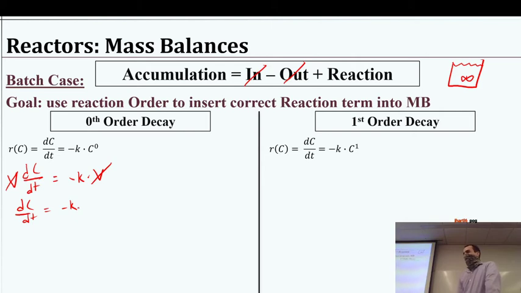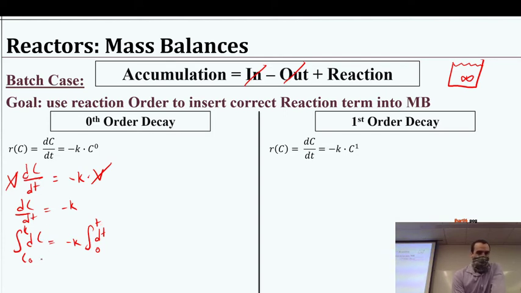Now, this obviously is relatively easy to integrate. So let's go ahead and do so. We're going to integrate by parts. So we have the integral of dC from C initial to C final equal to negative K times the integral of dt from 0 to t. Okay, and this is going to be the basis of our process whenever we're solving one of these, in one of these forms.